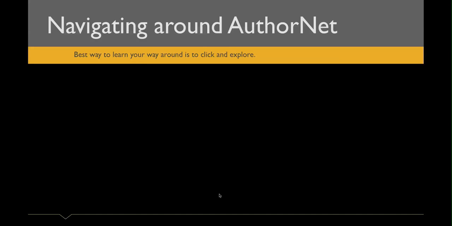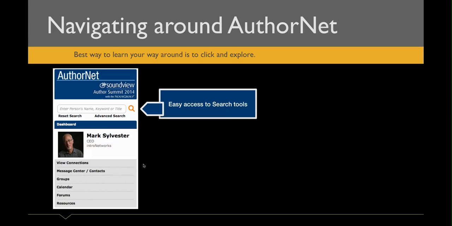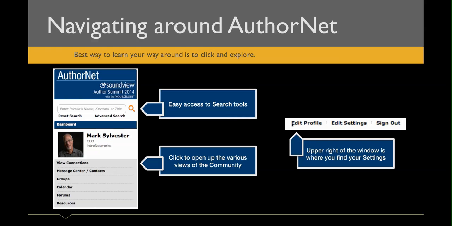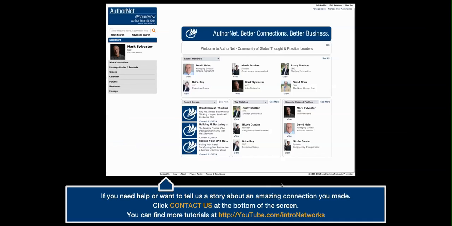To get around AuthorNet, all of the navigation is over on the left-hand side. So the search is right there, pretty easy to find. And then you can click any one of these to open up the groups, the calendar, the forums, and the resources. And then in the upper right, there's the profile, the settings, and the sign out. So you can easily get to those and change them. And then each content area, once you click them, the right side of the screen will change.